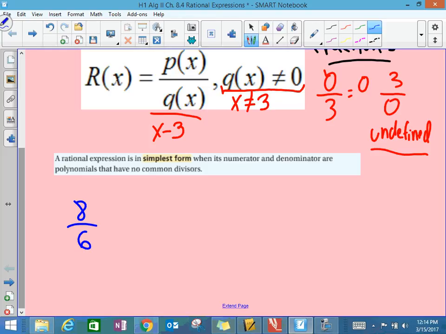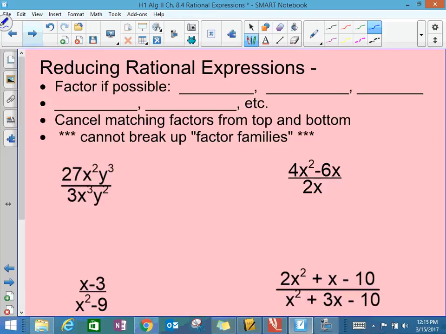Divide by 2, right? Because basically 4 times 2 is 8, 3 times 2 is 6. They have a common divisor, right? So you could cancel those out and get 4 over 3. So just getting it to where they have no common divisors means you're getting it in simplest form. Okay, so that's how you simplify fractions. It's also how we simplify rational expressions. But to find what divides into rational expressions, we have to factor.